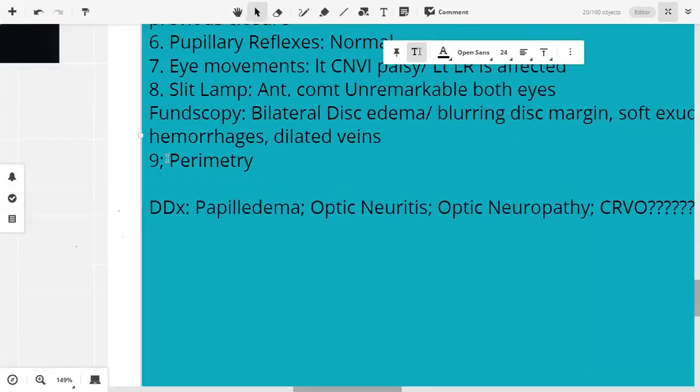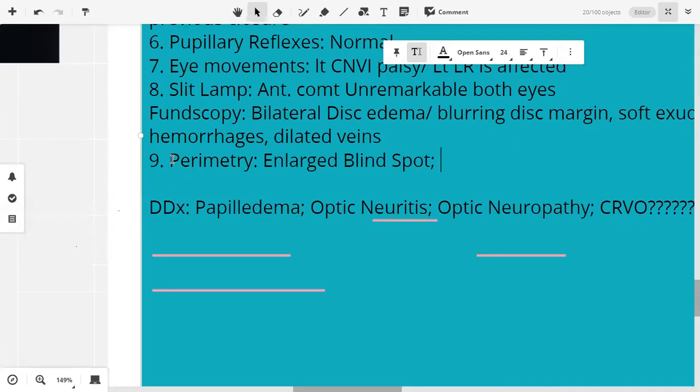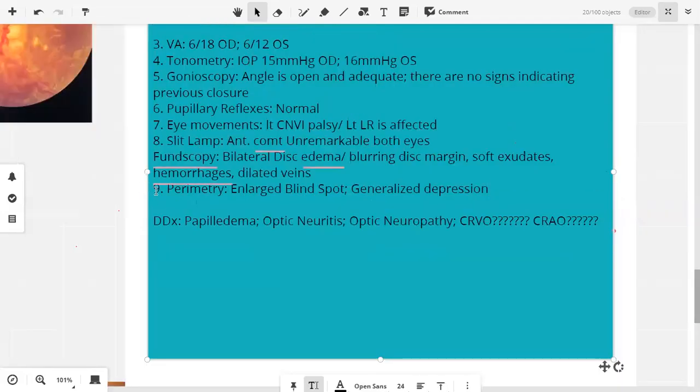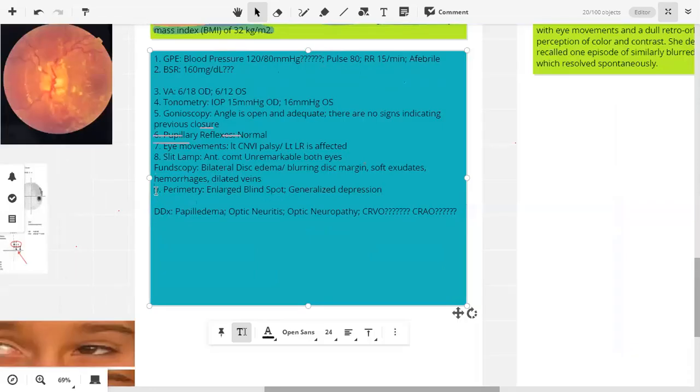So on perimetry, there are two things you find. First is a large blind spot, and then the other thing which you find is generalized depression. Okay, so perimetry is our first investigation. Which other investigation would you like to perform? Rule out the problem of the brain.